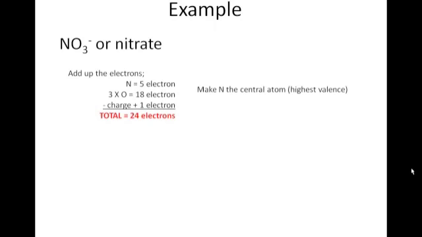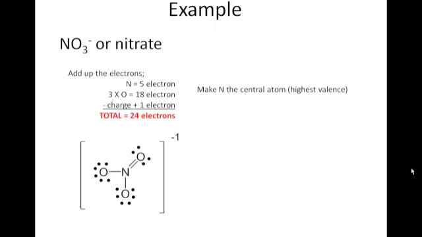So I'm going to make nitrogen my central atom. Nitrogen can make more bonds than oxygen. Remember, nitrogen can make 3, oxygen can make 2. So let's make nitrogen the central atom and arrange the oxygens around the nitrogen. And if you do that, you come up with a structure that looks like this.